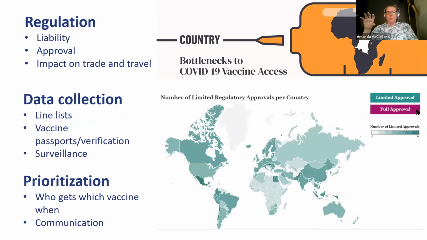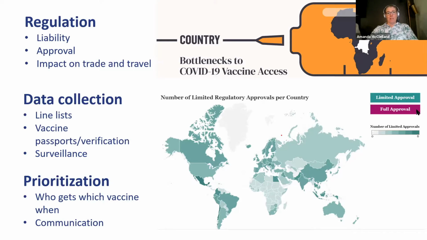So if we dig down, if we overcome all of the global challenges in terms of accessibility and affordability, and we get vaccine supply to countries, we still have a number of bottlenecks and challenges that we need to overcome. One of the main ones is regulation. The graph there shows the limited regulatory approvals per country, and you can see to some extent the very limited number of approvals that we currently have on the continent. Once we have liability overcome and approval overcome, we need to think about regulations on impact on trade and travel and mandating vaccines, vaccine passports, a number of legal regulation bottlenecks to overcome.